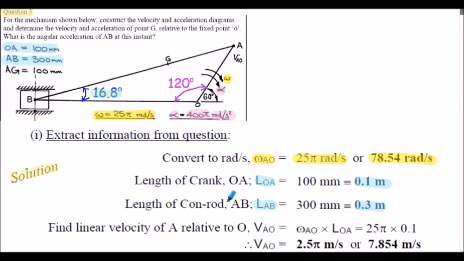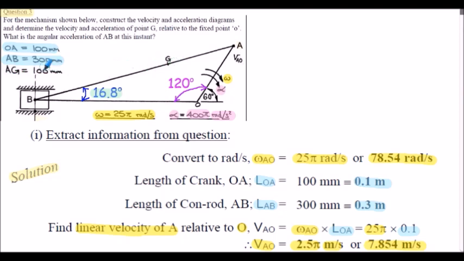And as always, we begin by calculating the linear velocity of point A relative to O, the crank pin relative to the fixed centre of rotation. And using the above values for angular velocity of the crank and length of the crank, that evaluates to a linear velocity, VAO, of 2.5 pi metres per second or 7.854 metres per second in decimal.